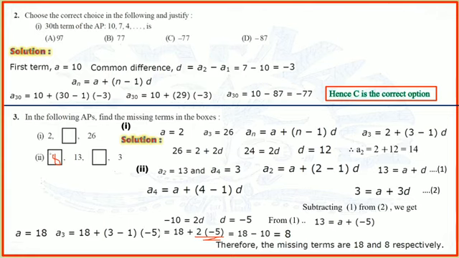Here we got the first term is 18. When we subtract 13 minus 18, which will be minus 5, so D is correct. And here we got 13, so the terms are A, then A plus D, and then A plus 2D. So this 13 minus 5 is equal to 8. So this third term would be 8. So that's all about this question.